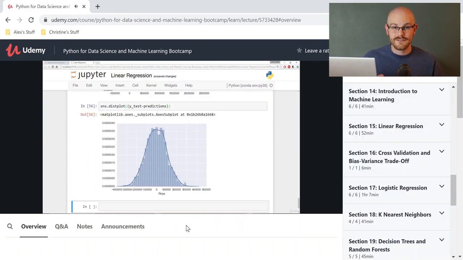Now, the next several sections of this course are all focused on machine learning. I'm going to quickly walk through all the things that you're going to cover, and then I'm going to talk a little bit about why, even if you're not going to use machine learning in your job, you still should take these sections of the course.